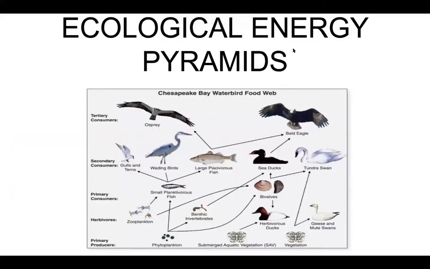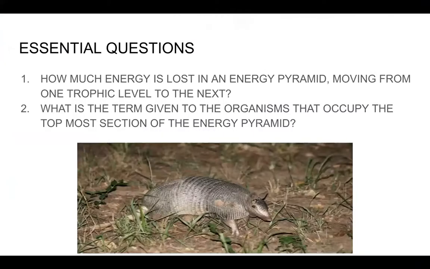Now, what we have here is a food web, and it's very complicated. It's not as complicated as an ocean food web, which is just nothing but lines. It's pretty amazing. But when you look at this and think, well, which is the first trophic level and all that sort of stuff, it's not really evident. So let's look at a graphic organizer that's going to help us with this.